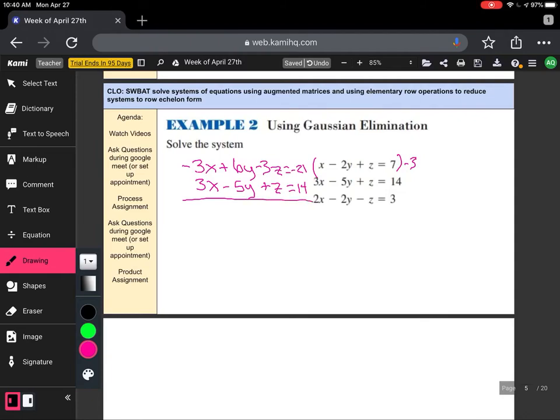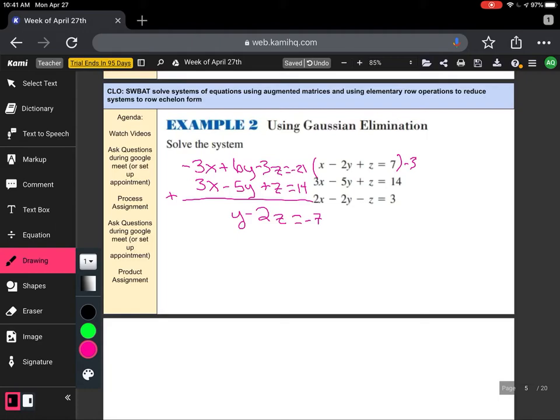Right, this is just like that elimination we looked at 2 weeks ago. So -3x plus 3x is gone. That's the entire reason we did that. 6y plus -5y is just positive 1y. -3z plus z, -2z. -21 plus 14, -7.